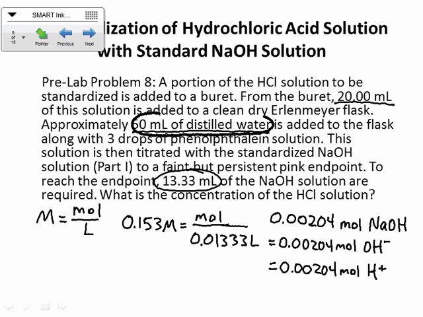Does this matter in my calculation? I made it more dilute by adding the 50 mLs, right? So I did change the concentration before I did the titration. But did I change the amount of H+ that was in there? All I added was water, right? So if I have 0.00204 moles in the diluted solution, I should also have 0.00204 moles in the original solution. Does that make sense?